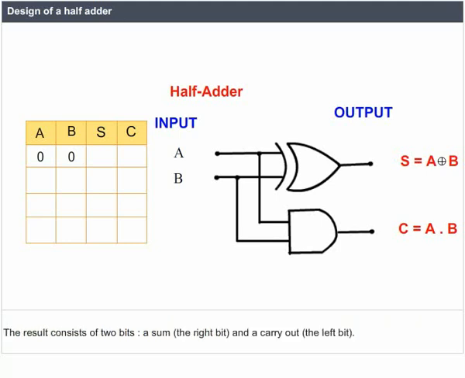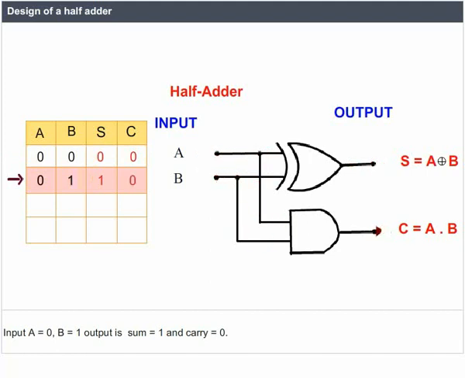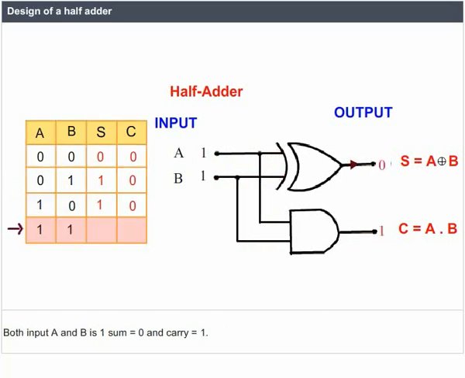The result consists of two bits: a sum, the right bit, and a carry out, the left bit. Input A and B are 0: sum equals 0, and carry equals 0. Input A equals 0, B equals 1: output is sum equals 1 and carry equals 0. Input A equals 1, B equals 0: output is sum equals 1 and carry equals 0. Both inputs A and B are 1: sum equals 0 and carry equals 1.